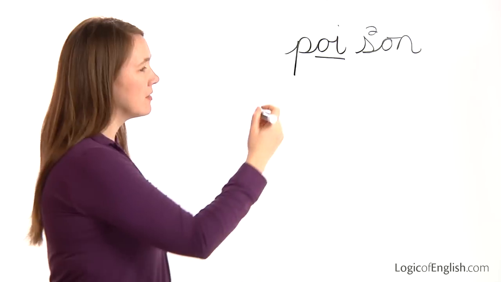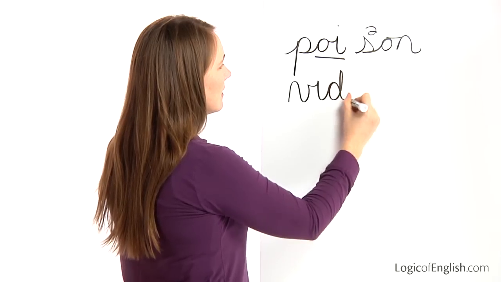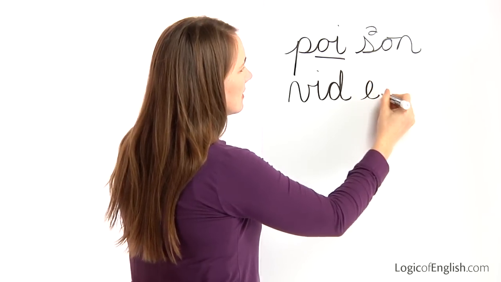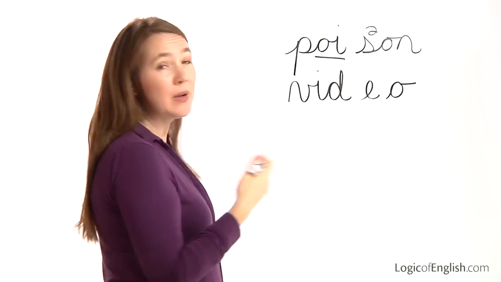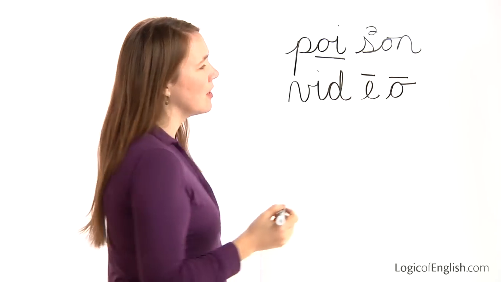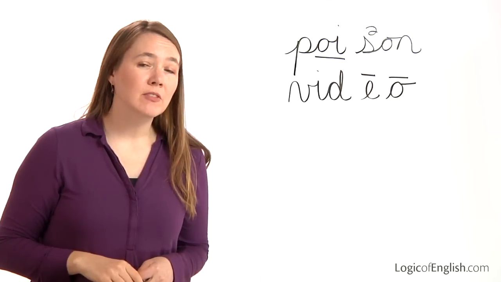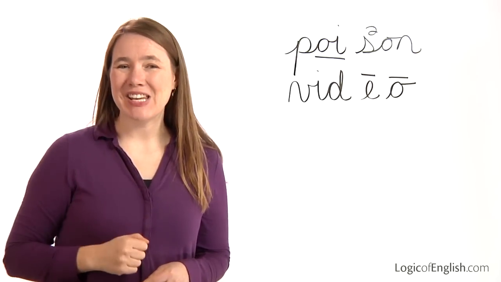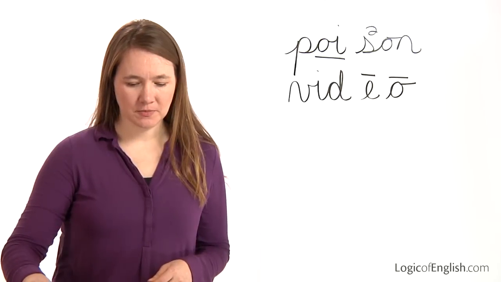And now help me to write it. The first syllable is vid, v-i-d. The second syllable is e, and the third syllable is o. How do we mark video? We'll put a line over the e and a line over the o. And why did the e and the o say their names in video? Because a, e, o, u usually say their names at the end of the syllable.